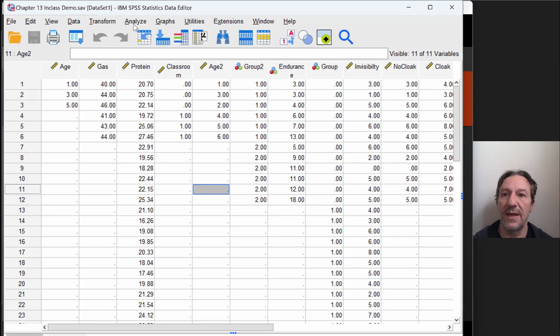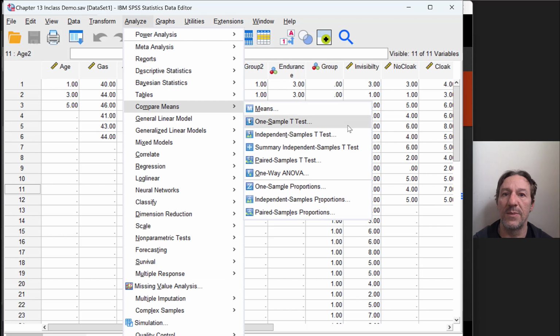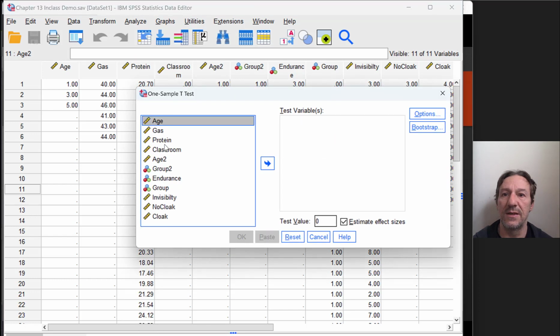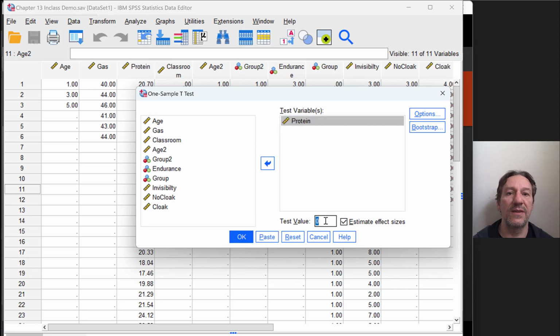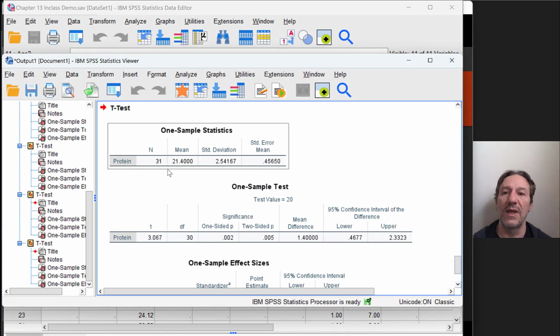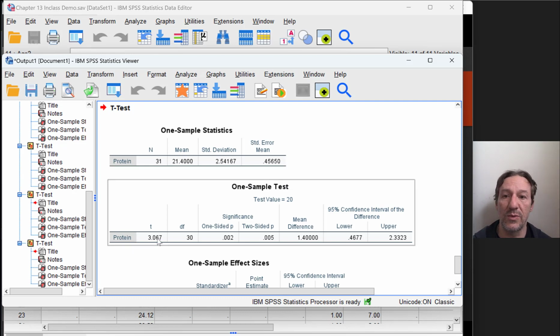Let's see. Analyze, compare means, one sample t-test. We'll reset this. Move protein. These are protein bars, and we gather up a bunch of protein bars, and we think the average amount of protein per bar, protein grams, should be 20. So we'll click OK. N of 31, mean 21.4, so maybe it is significantly different. If we come down here, we'll see you've got a t of 3-ish. One-sided p, two-sided p, doesn't matter. They're both less than 0.05. We would have probably put it as a two-sided p because I don't think we had a theory on this, and so it would be p less than 0.01.